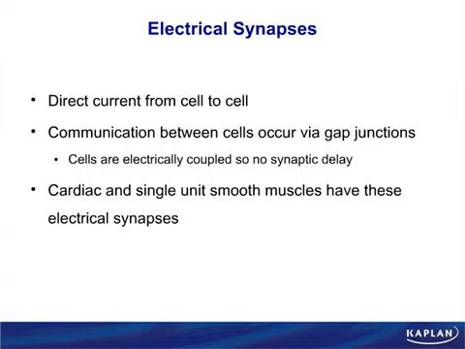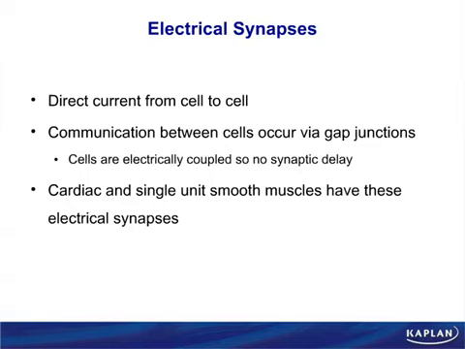All right, I'm just going to briefly mention the idea of electrical synapses. This is direct current from cell to cell. This communication occurs via gap junctions. So there's basically an electrical opening, right? There's basically a hole connecting two cells together. That's what a gap junction is.